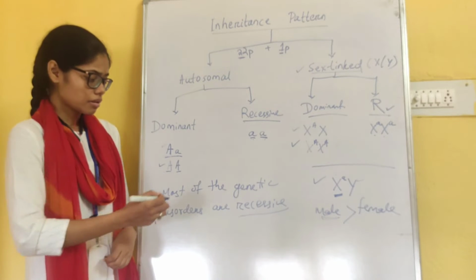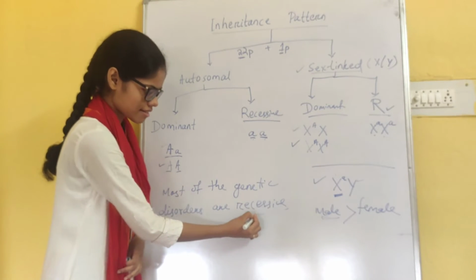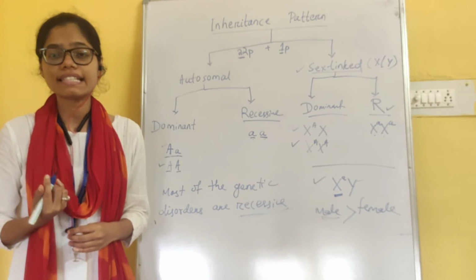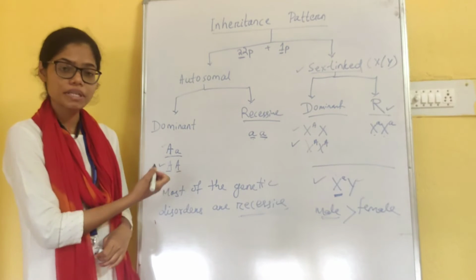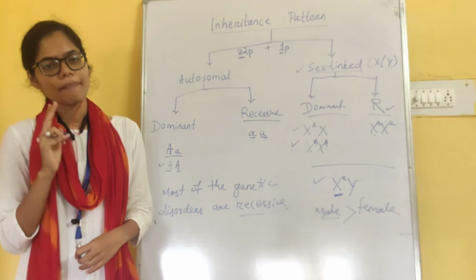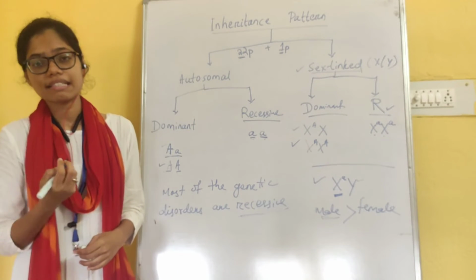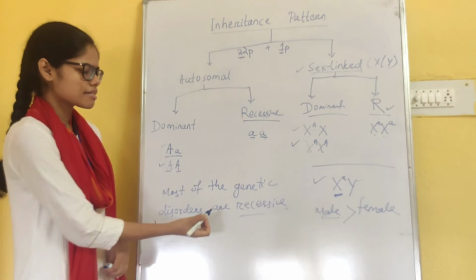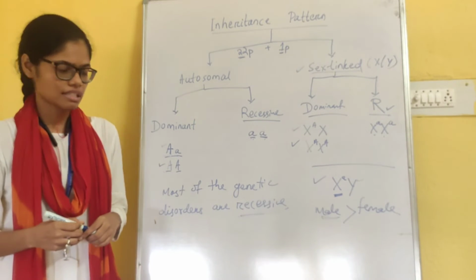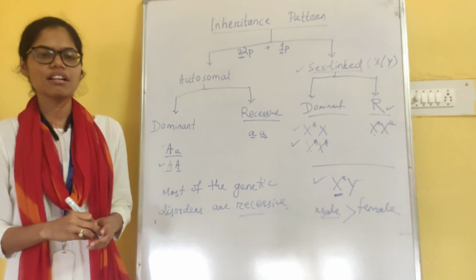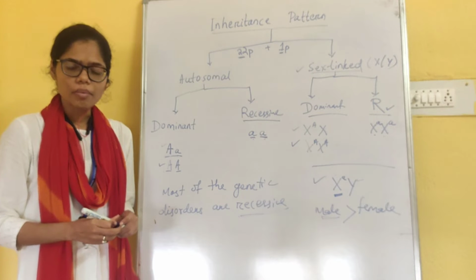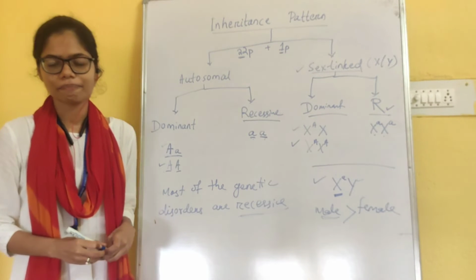Because the diseases are mostly recessive, we are usually not affected easily by genetic disorders, because we need two alleles, one from each parent, for the disease to occur. Because it is recessive, usually people are not affected. Genetic disorders are rare cases. Mostly people are carriers, but they are not affected.